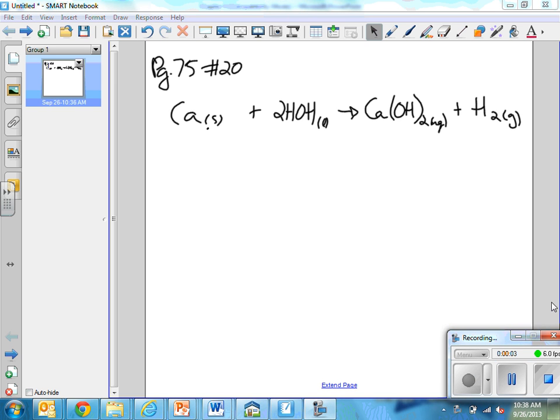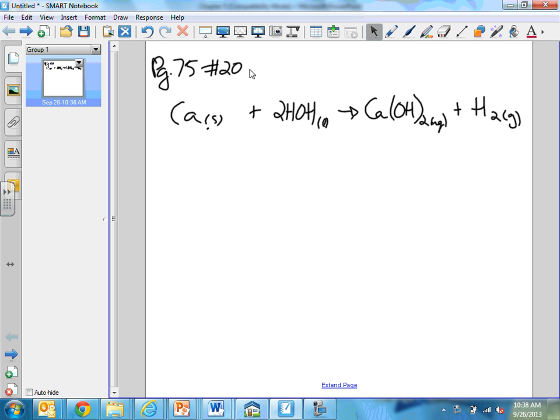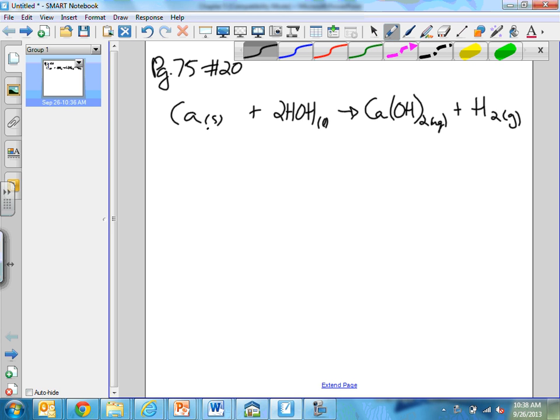So this is example 20E from page 75. And this is an example question where we're identifying which substance is being oxidized and which one is being reduced.